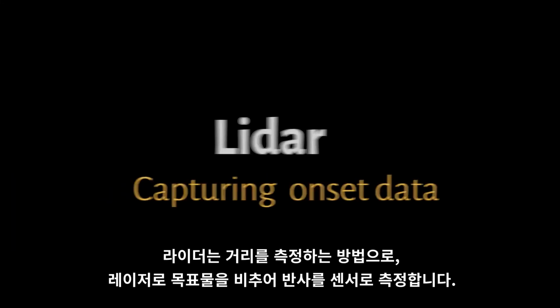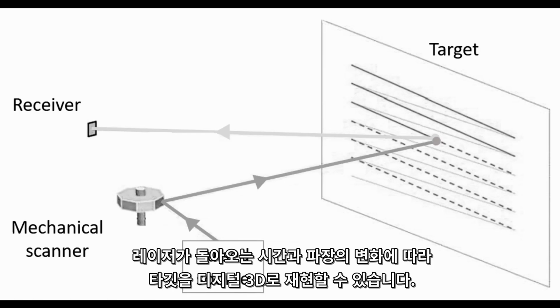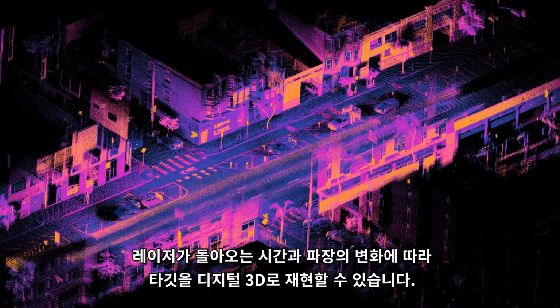LiDAR is a method for measuring distances by illuminating the target with a laser light and measuring the reflection with a sensor. Differences in the laser return times and wavelengths can be used to make digital 3D representations of the target.